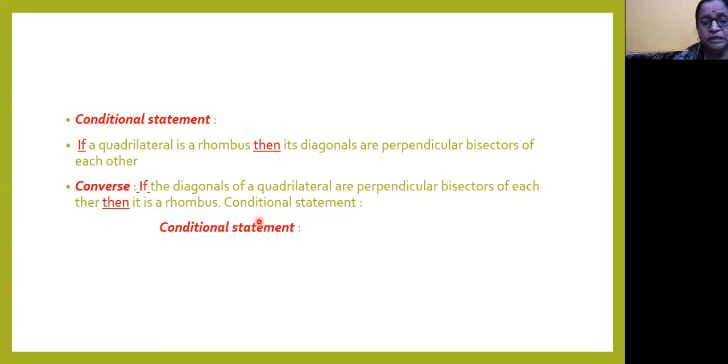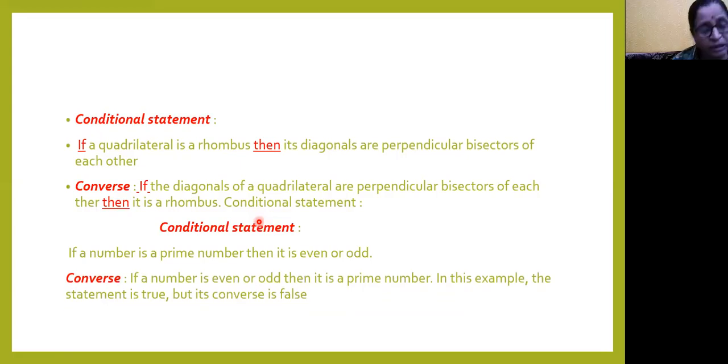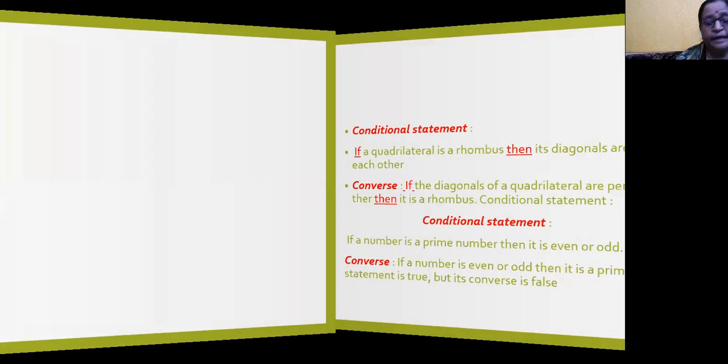See here: if a number is a prime number, then it is even or odd. The conversion of this is: if a number is even or odd, then it is a prime number. In this example, the statement is true, but the conversion is false.